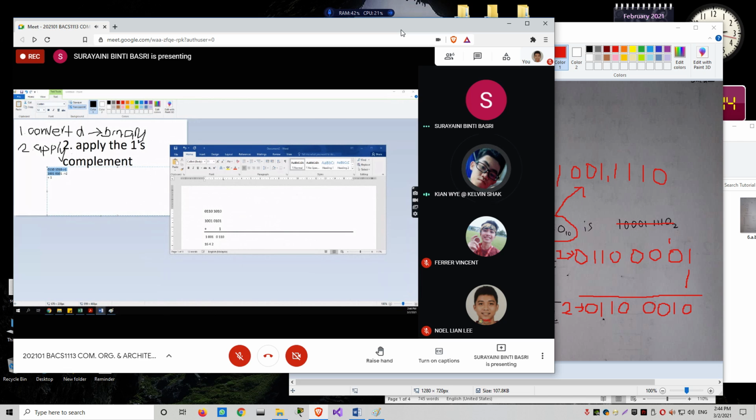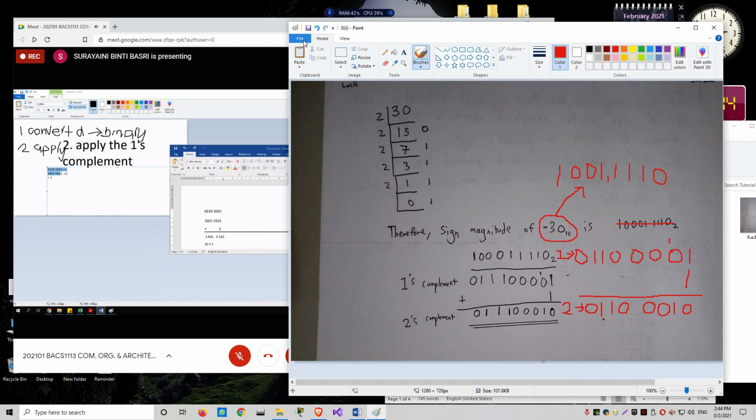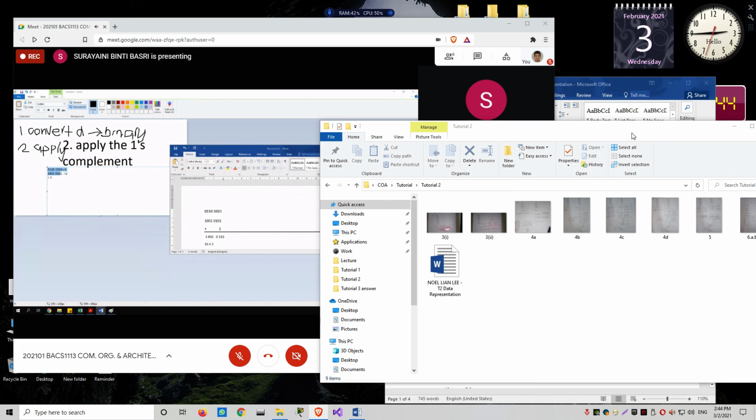Just reverse and then plus one, right? Reverse and plus one. That is the two's complement. So you get the same? Can you get the 106? Yeah, you can get 106.